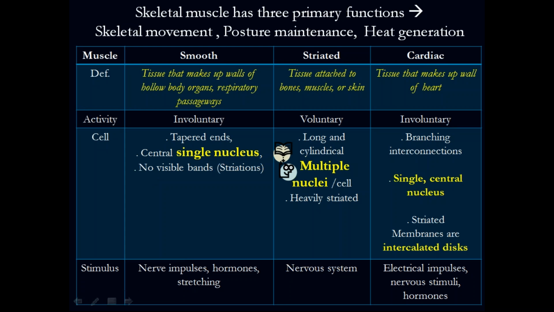The smooth is involuntary. The striate is voluntary, and the cardiac is involuntary too. The smooth is going to have a single nucleus. Cardiac is going to be single nucleus. Now, the striate is multiple, so that is the difference. Striate is voluntary, smooth involuntary, and cardiac involuntary.